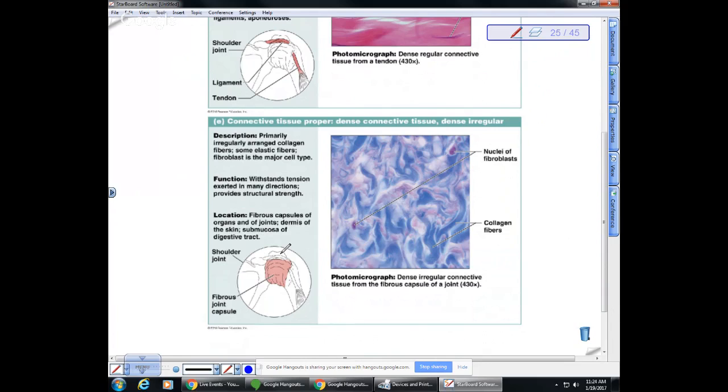And then in another lecture, we're going to talk about cartilage and also bone. And there's different types of cartilage in our body. The most common type of cartilage we have in our body is hyaline cartilage, but we also have a few other different types like fibrocartilage and elastic cartilage. And then we'll talk about bone as an example of a type of connective tissue as well.